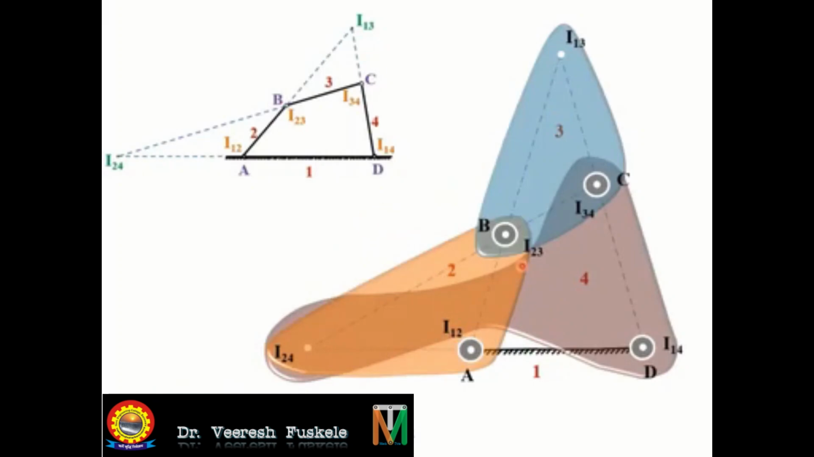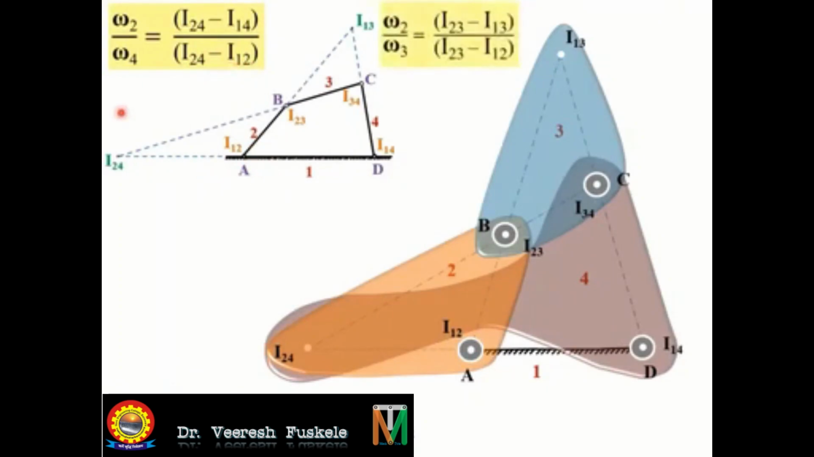Now further, we'll generalize the angular velocity ratio theorem as follows. We already determined omega 2 upon omega 4 is equal to I24 minus I14 divided by I24 minus I12. And similarly omega 2 divided by omega 3 is equal to I23 minus I13 divided by I23 minus I12. So this is a simple case.